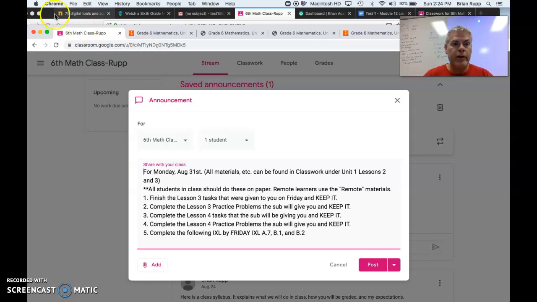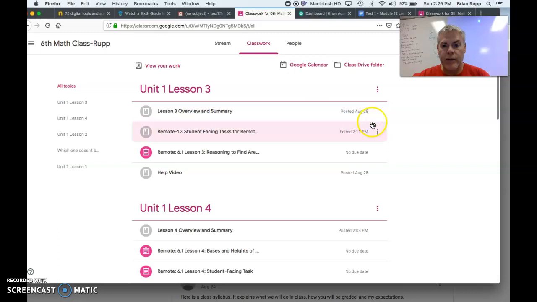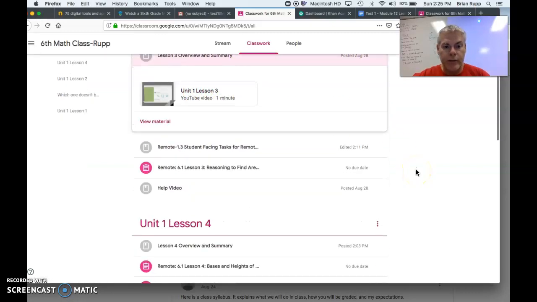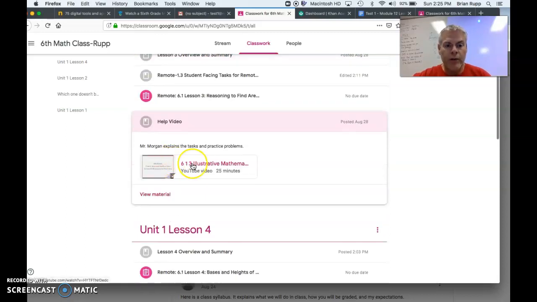The next thing I want to show you is what this will look like within your classwork page. Here's my fake student's page. They go to the classwork and you can see here's lesson 3. There's an overview and summary video that you can watch that I do. If it says remote, that's for people at home doing it remotely, so if you're in the classroom, you don't need to worry about those. And then here's this help video, and I can't stress enough the help video. The substitute may not be familiar with what we're doing and may not be able to help you as much as you'd like.